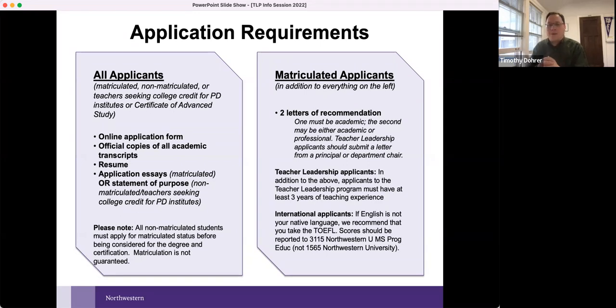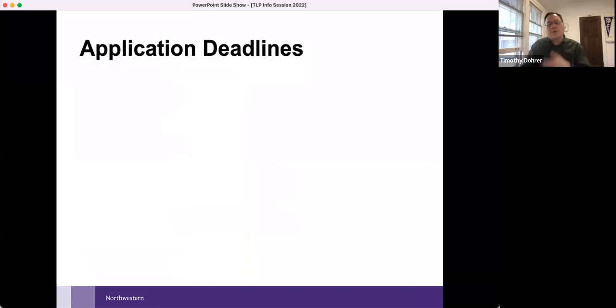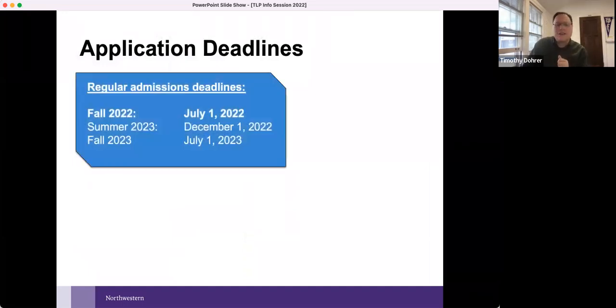It's a very straightforward application process. You turn all these things in via our online application, upload these things, and we turn around decisions pretty quickly. In three to six weeks, we can let you know whether you've been admitted. So we have just a couple of application deadlines, and then we're done with the formal part of the presentation.